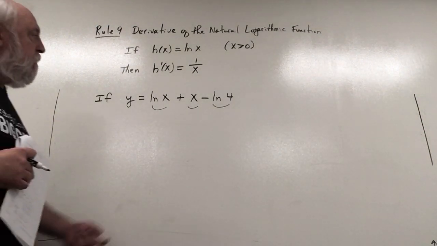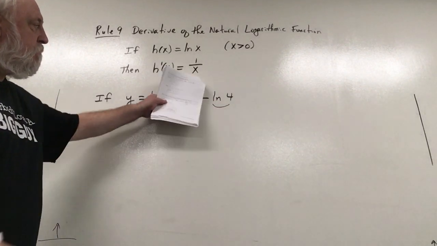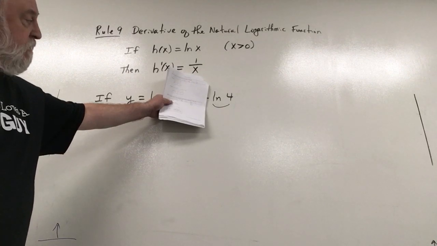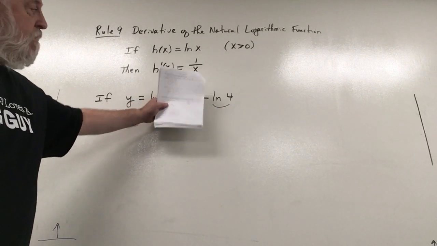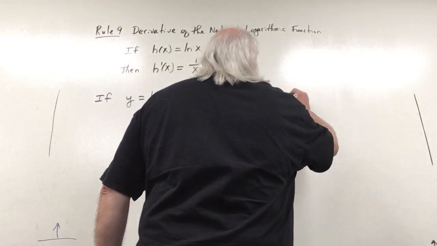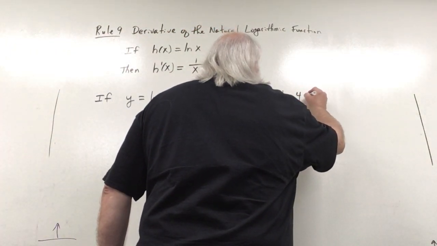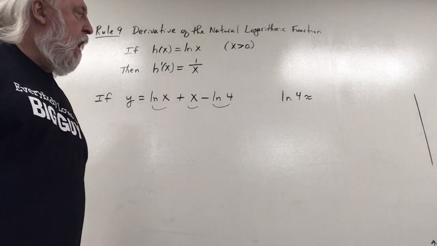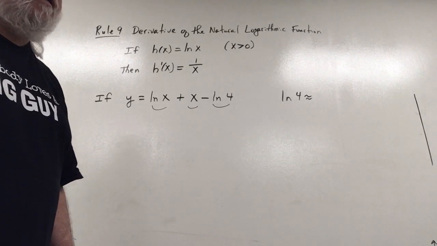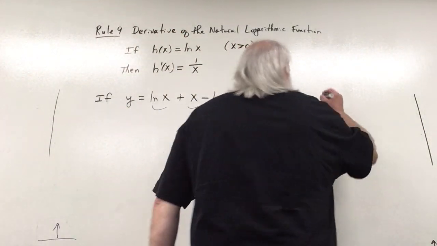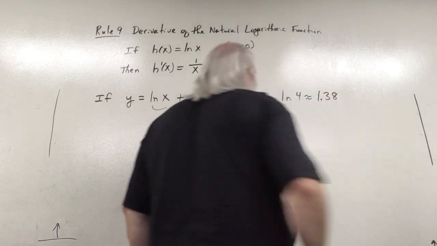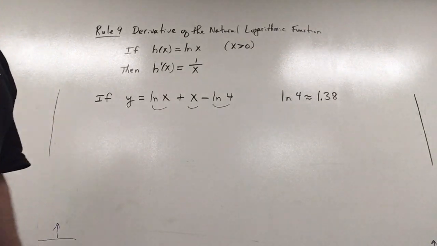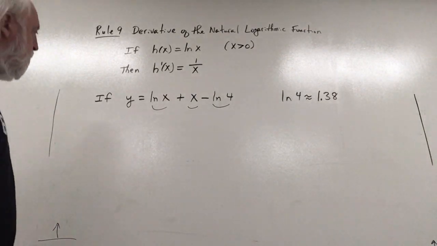Now, this last term, the natural log of 4, you don't see an x in that term, do you? So that's actually a constant. I'm doing this off the top of my head. I know the natural log of 2 is around 0.69 something, and so the natural log of 4 is going to be twice that amount. So it's roughly around 1.38 something, I think. So this natural log of 4 is really a constant, and we know the derivative of a constant is 0.